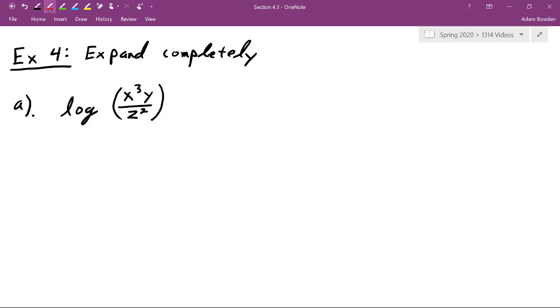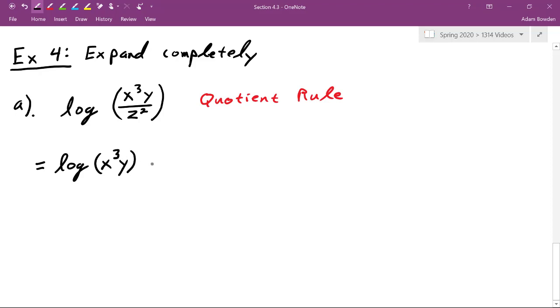Okay, the first thing I'm going to do is notice that we have two things divided. And so the first step is to look at the quotient rule. What we're going to do with the quotient rule is turn the logarithm of the numerator into one logarithm and then subtract the logarithm of the denominator. And so now we've broken apart those two pieces into these two logarithms, again by quotient rule.